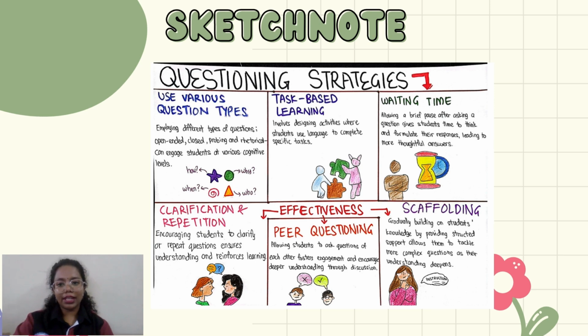So, we as educators must use various question types. Effective questioning uses a balance between open-ended and closed-ended questions. These types serve different purposes: closed-ended questions check for factual understanding and typically have one correct answer, whereas open-ended questions encourage students to think deeply and provide more detailed responses.